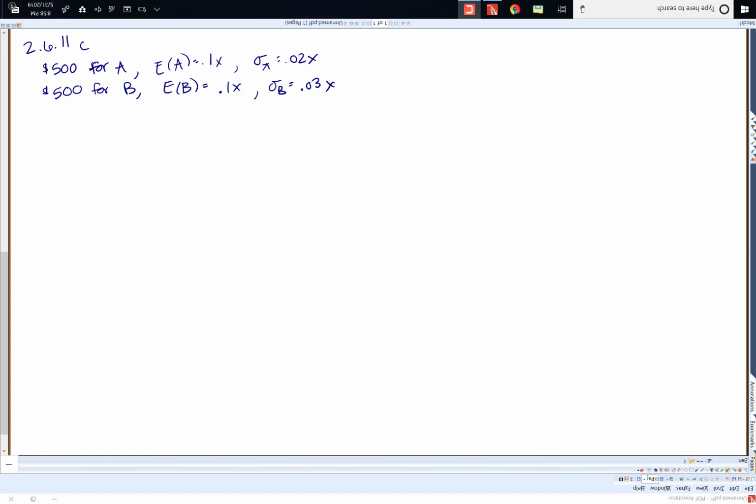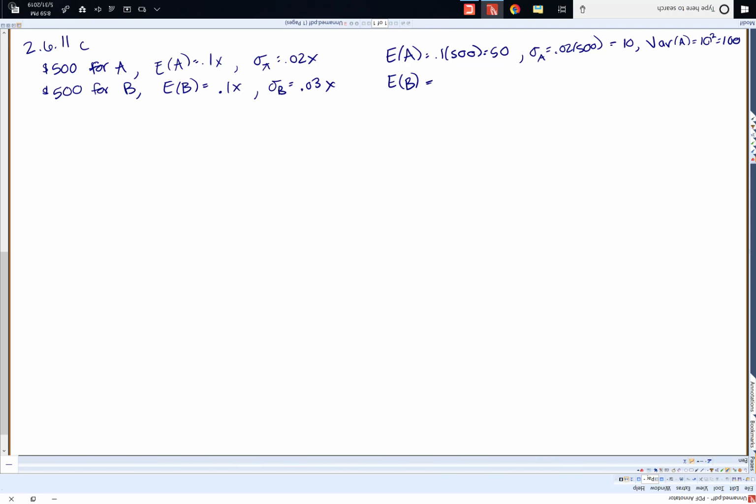So the expected value of A in this case is going to be 0.1 times 500, which is 50. And the standard deviation of A is 0.02 times 500, which is 10. And then the variance of A, if I square that, 10 squared equals 100. Okay, so that's just plugging the 500 in for X, just like you did in parts A and B. So hopefully that part wasn't too weird.